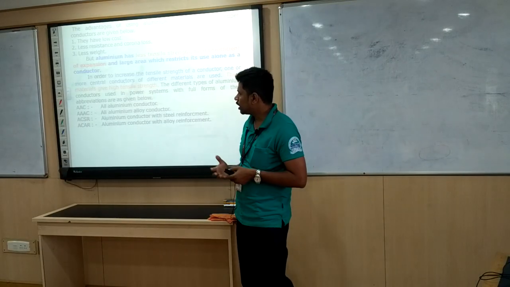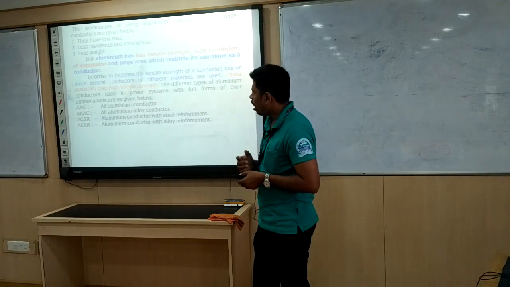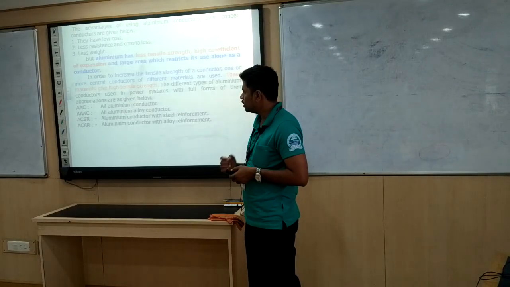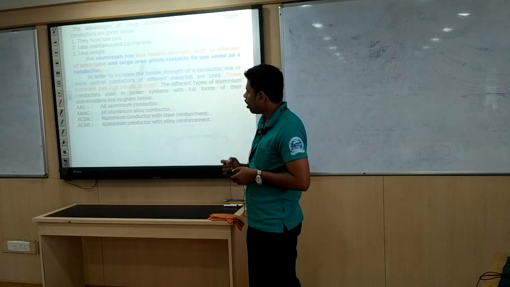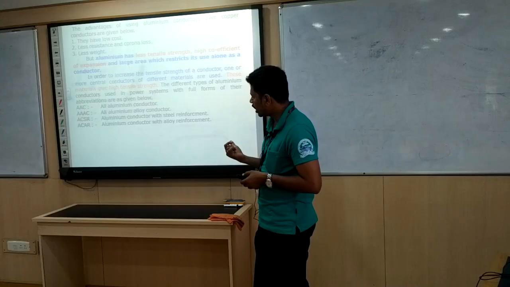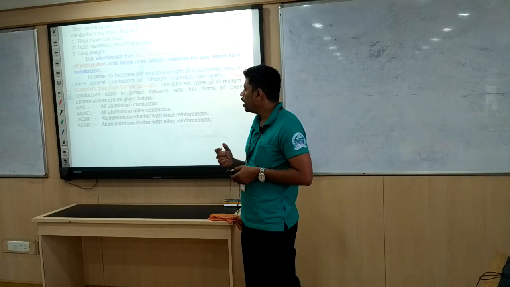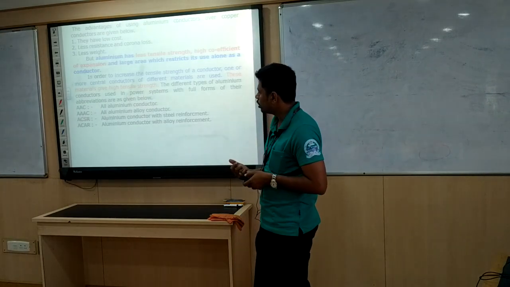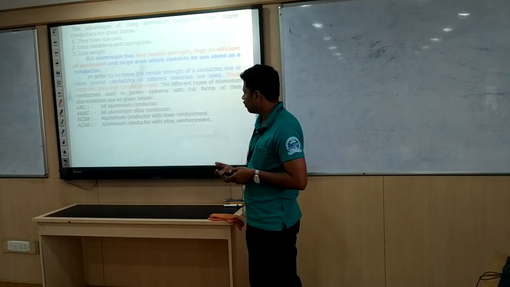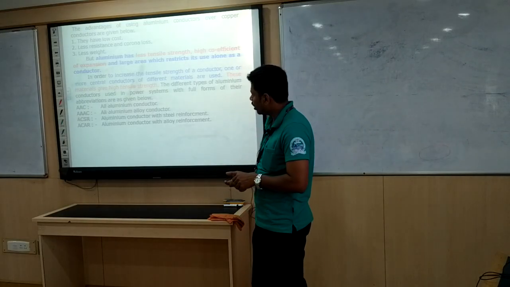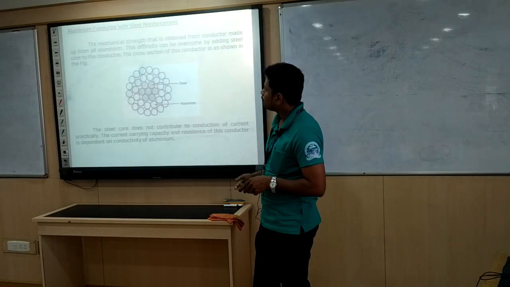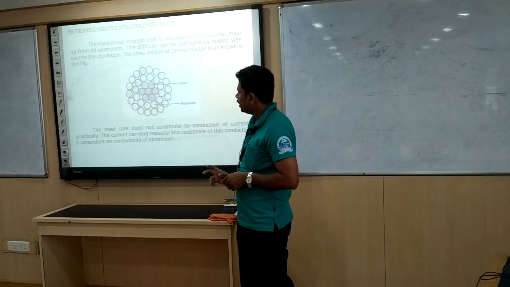Conductors made up entirely of aluminum are said to be AAC. AAAC is called all aluminum alloy conductor. ACSR is the aluminum conductor with steel reinforced, which we are almost always using. ACAR is the aluminum conductor with alloy reinforced. So these are the different types of conductors which you are using.